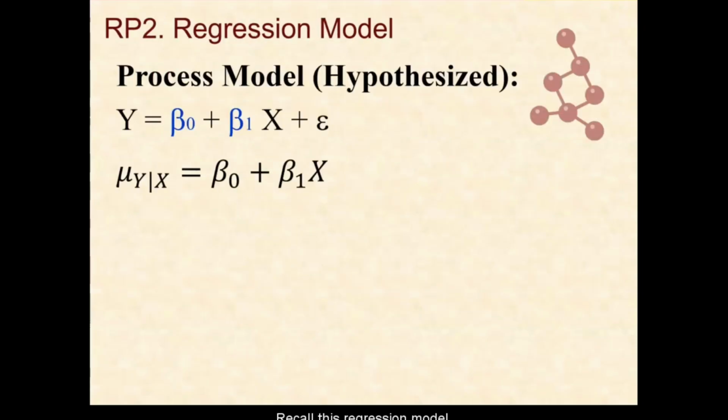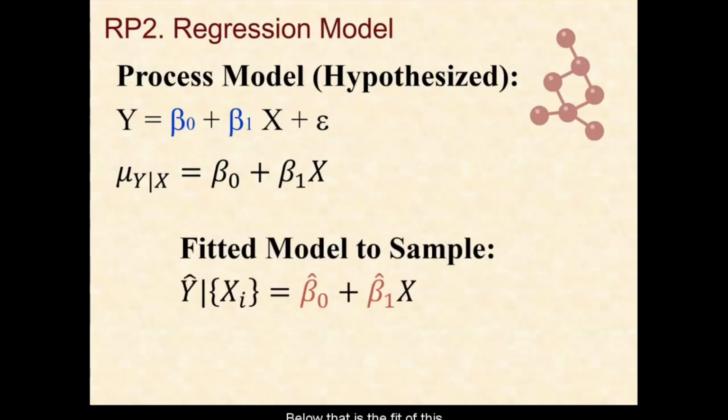Recall this regression model, shown for the simple linear regression situation with one predictor x. This is the hypothesized model of the process, in which beta naught represents the mean value of y when x equals 0. Beta 1 in the model represents the mean change in the value of y for every 1 unit increase in x for the process. Below that is the fit of this hypothesized linear relationship to the data. The fitted model captures our estimate of the linear relationship between y and x in the real world.